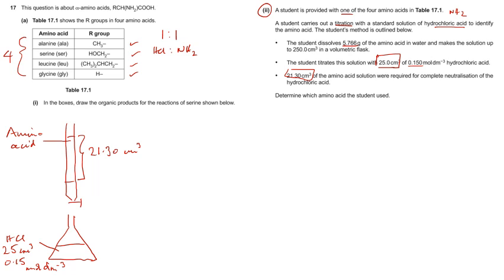and determine which amino acid. So we're going to end up working out the MR, and the MRs of each of these are different, so hopefully the MR that we work out is going to be the MR of one of those 4, and that will identify it. So at a high level, we can look at this titration and say, well, it's easy to work out the moles of hydrochloric acid.